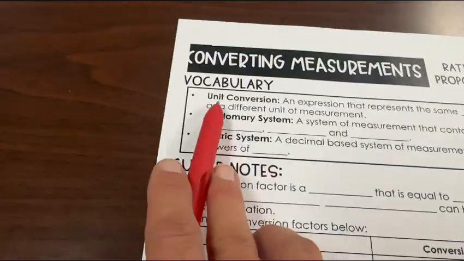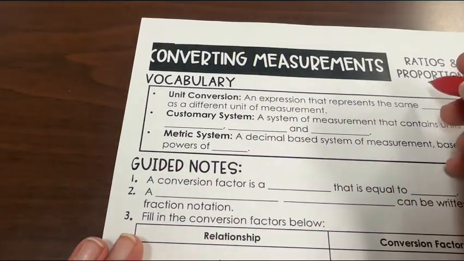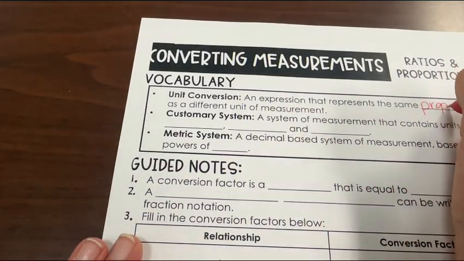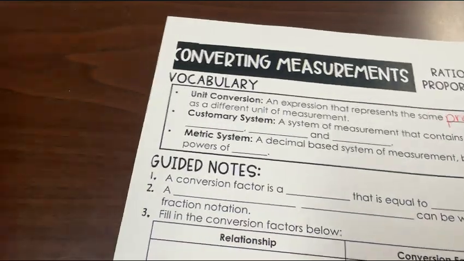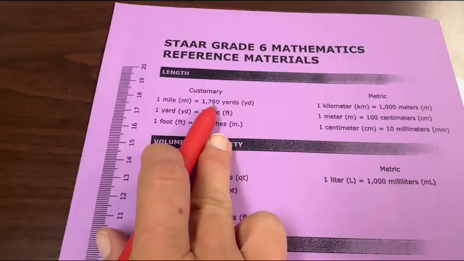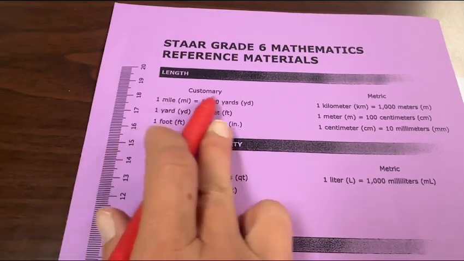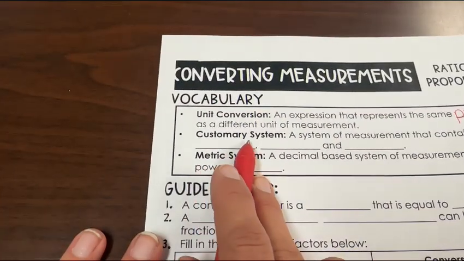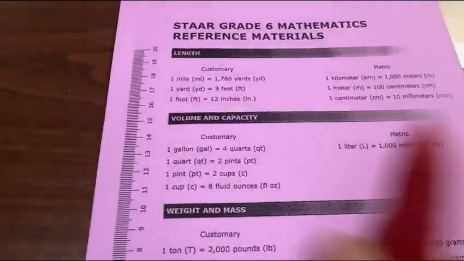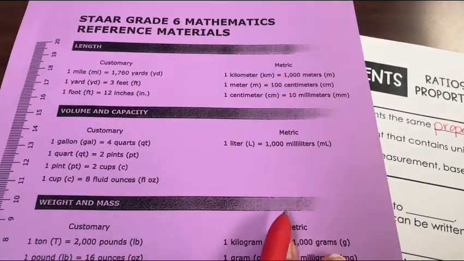So let's talk about what a unit conversion is, okay? It's going to be an expression that represents the same property as a different unit of measurement. So for example, 1 mile and 1,760 yards are equal to each other. That is the same distance, okay? So on the customary system, you have your whole side on this left side is customary, and then you have your metric on this side.